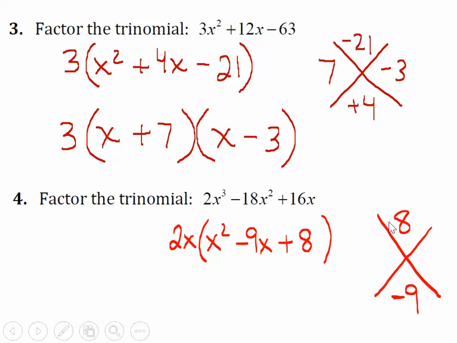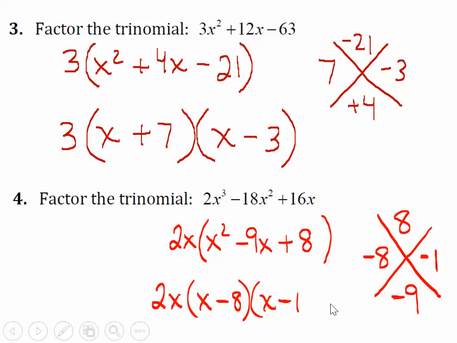So this one's an interesting one. Notice the multiplication on top is positive, so it's either both positive or both negative. But I looked at the bottom, I said, oh, both are going to be negative. Then I'm really just dealing with the numbers. How can I multiply to 8 so that it adds to 9? It has to be 8 and a 1. All right, 2x on the outside, don't forget that. And x minus 8, x minus 1 as our final answer.